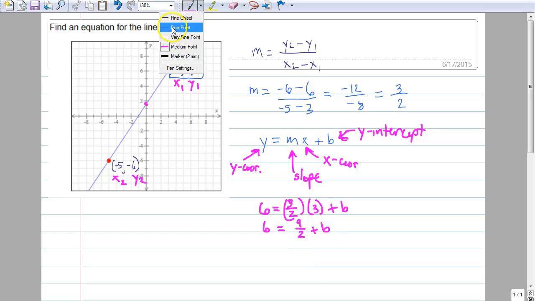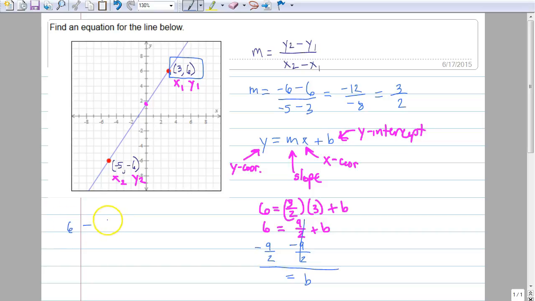Next we're going to need to isolate the b, so we're going to have to subtract the 9/2 from both sides. What happens is on the right side the 9/2 cancel and we're left with the actual b. So now to figure out b, we just need to subtract 6 minus 9/2. So I'm going to come over here on the side and do it. So 6 minus 9/2.